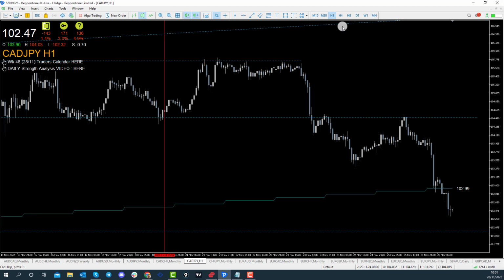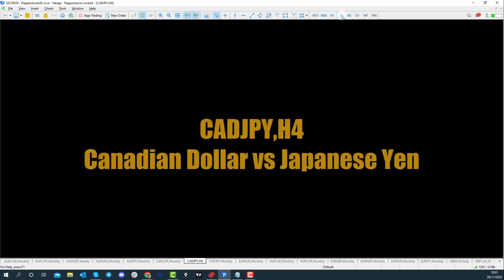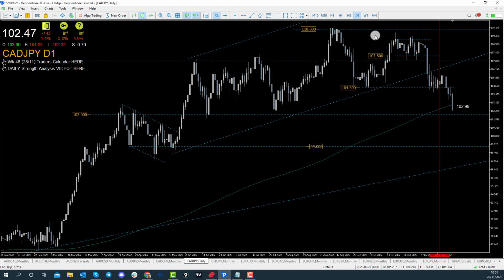So I quite like CAD yen from the point of view of a day trader and a trend trader. Obviously, it depends on what your trading style is, as to how you can execute on that market. But if price was to trade through the 102, the next level is going to be that 99 level, or that 100 level that we pointed out from the monthly time frame. So that zone there could be one to watch if price was to trade through the 102 handle.